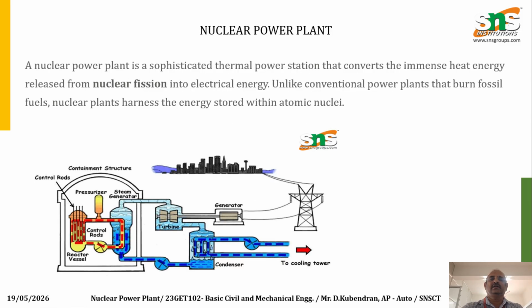Moderator: in a nuclear power plant, a material like water or graphite used to slow down neutrons, facilitating the fission process. Cooling system: a system that transfers the heat generated in the reactor to the steam generator. The steam generator converts the heat from the reactor into steam to drive the turbines. A turbine is a rotating machine driven by steam to convert thermal energy into mechanical energy. A generator converts mechanical energy from the turbine into electrical energy.